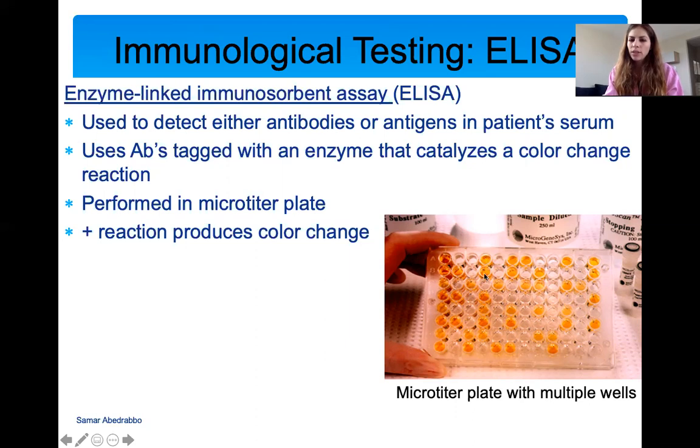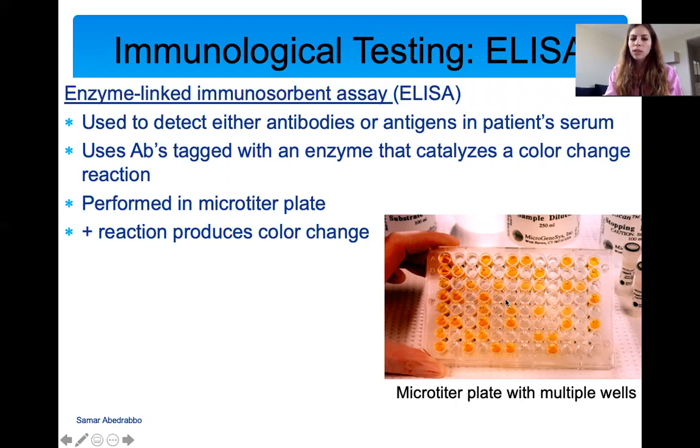Every time we see a color change, we know that the antibody and the antigen bound. So let's say this has 96 wells. Let's say you took 96 patients and you were trying to determine if they're infected with SARS-CoV-2. Wherever you see a color change, meaning that the antibody bound the antigen, they have the infection.